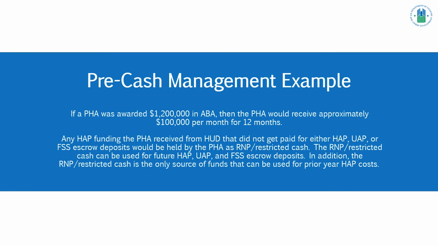Any HAP funding the PHA received from HUD that did not get paid for either HAP, UAP, or FSS escrow deposits will be held by the PHA as RMP or restricted cash. The RMP restricted cash can be used for future HAP, UAP, and FSS escrow deposits. In addition, the RMP restricted cash is the only source of funds that can be used for prior year HAP costs.